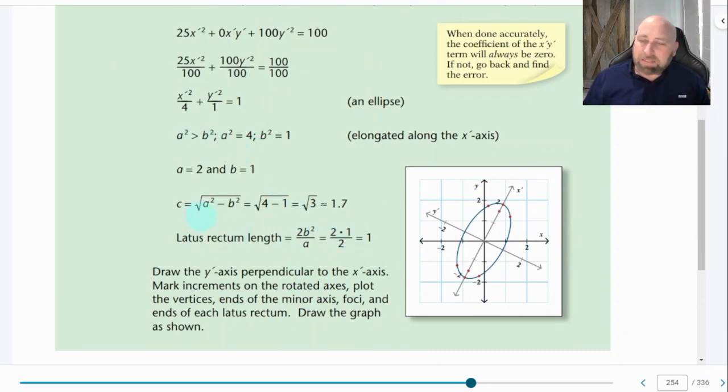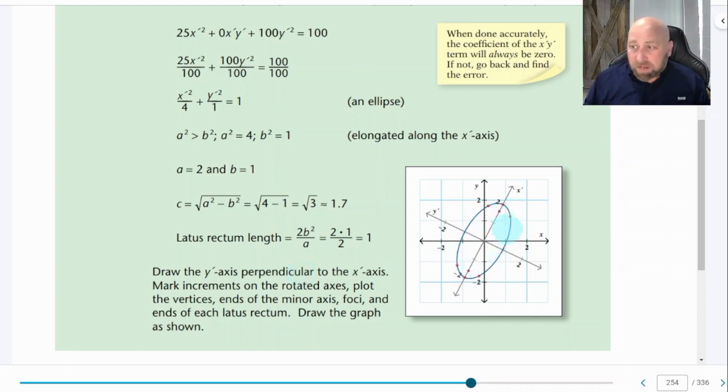Now, I'm not going to take the time to go back over everything that you already know how to do about the ellipse. I have another video on that. You can go learn how to graph an ellipse if you don't remember. But we need to find our C. We already have our A and our B right here. A is 2, B is 1. Figure out your C. It's 1.7 roughly. And now you're ready to start graphing all this stuff. You would put your foci, you would put your vertices, you would do everything that you know how to do, and you would graph your ellipse.